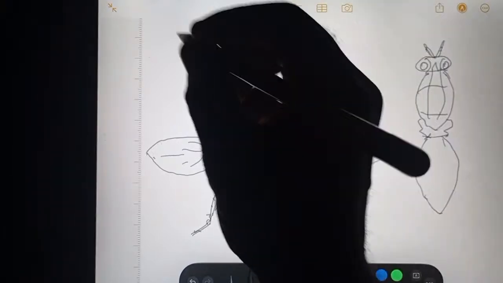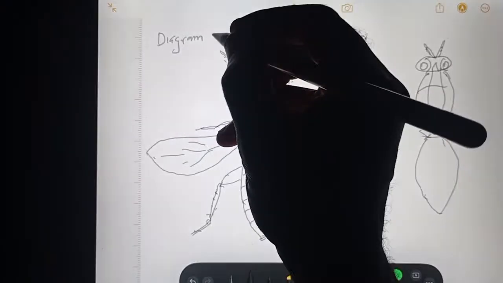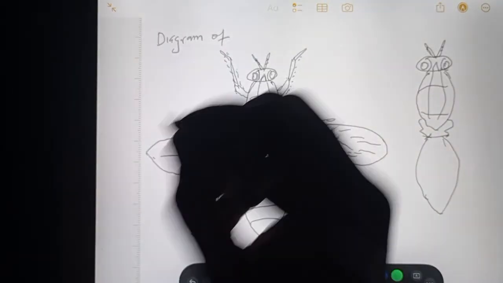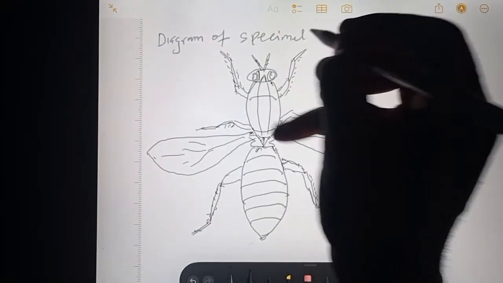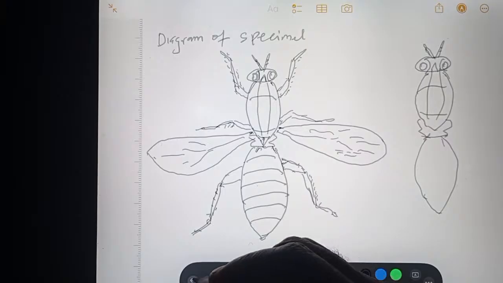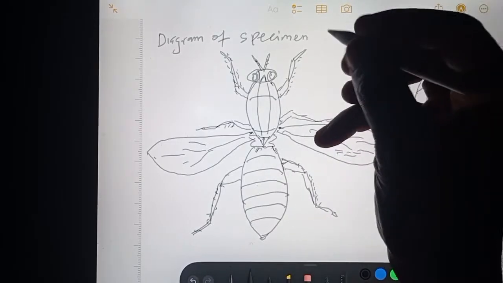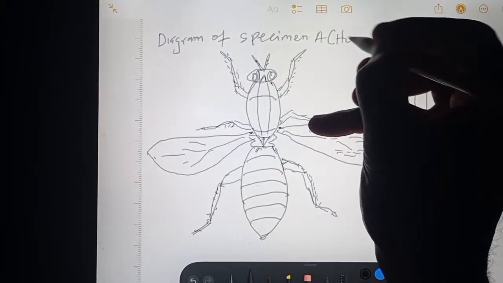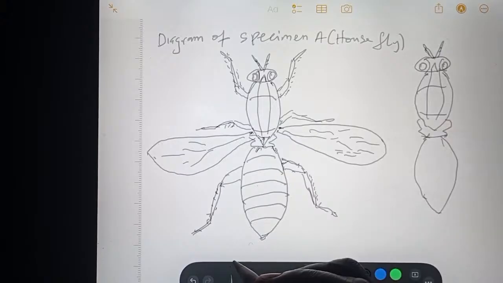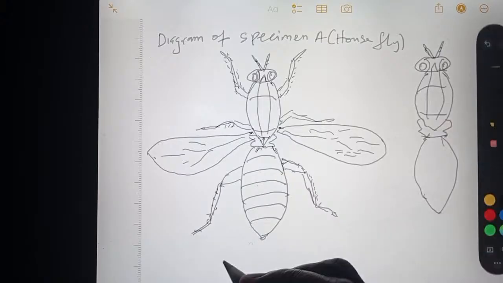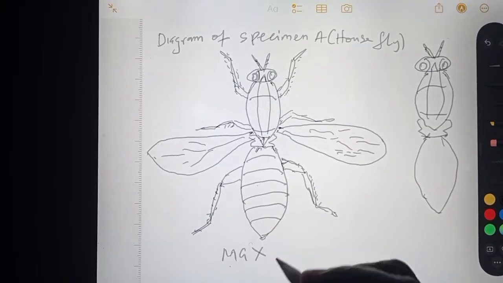Remember, there should be a caption. You say diagram of specimen. If they say dorsal view, you say dorsal view of specimen. And so you draw your title according to the question. Diagram of specimen A, bracket, house fly. Then beneath it, you write your mg. You must say mg and you say times.